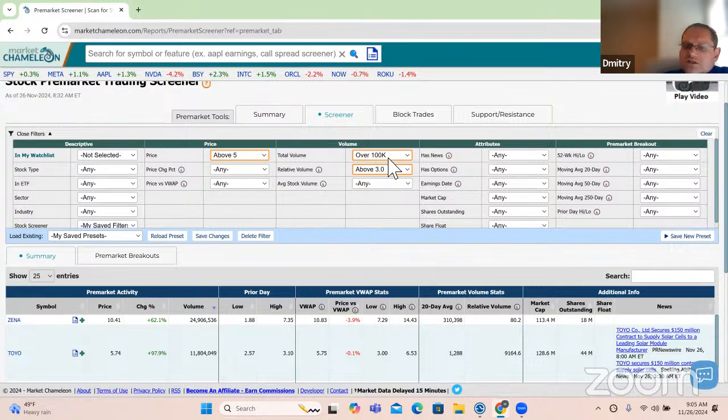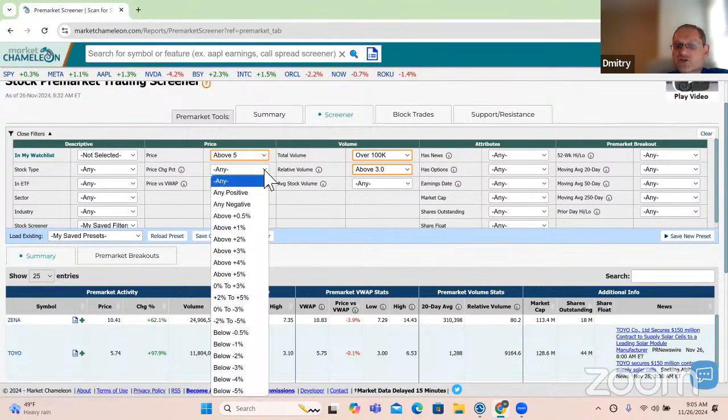What if we wanted to also have a minimum percentage move? Like we're really interested in the movers, not just the volume. So maybe we're looking for a certain percentage move in the pre-market. If we're looking for positive moves, we could set a minimum, let's say 3%. So it's got to be moving higher in the pre-market by at least 3% or more.